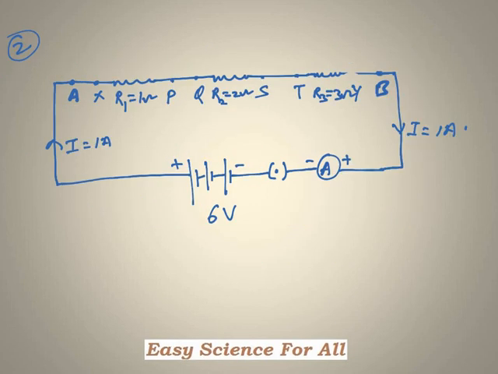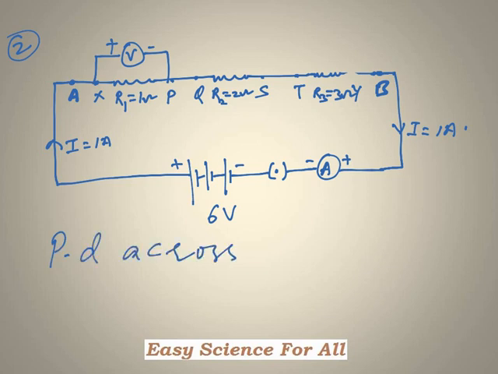In the second step, disconnect the voltmeter from points A and B. This is B point, and connect it or insert it between points X and P in the following manner. On doing this, you will see that the voltmeter is giving a reading of 1 volt. It means that the potential difference across points X and P will be equal to 1 volt for this particular combination.